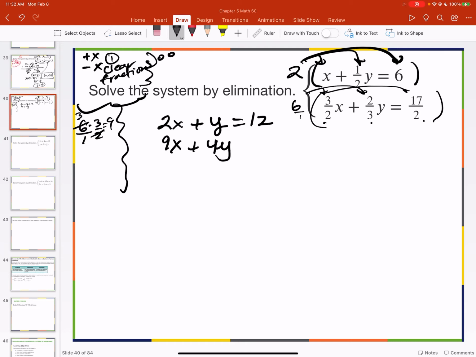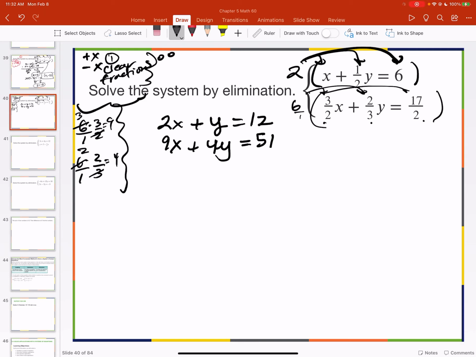Okay. Remember, 6 times 2/3, right? This is 12 over 3, which is 4. Or you can do it like that. Is equal to, and then 3 times 17 is going to be what? 3 times 17 is 51. Okay, so now what do we have here? Now we have something.